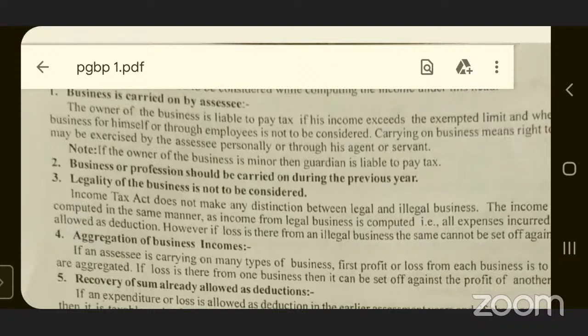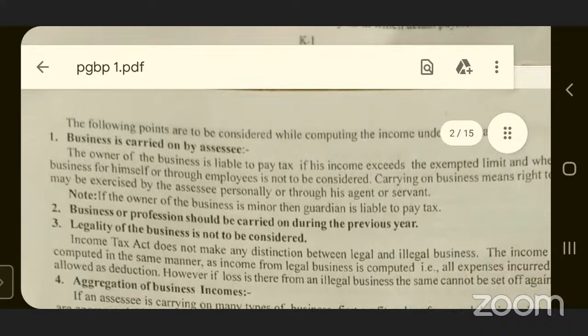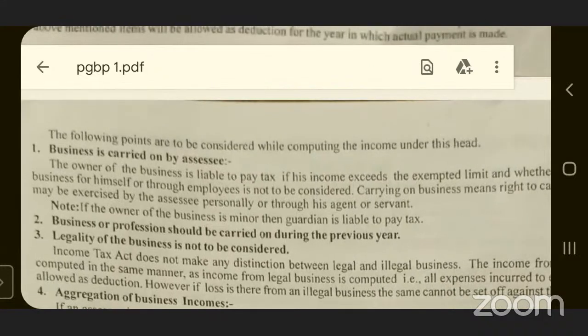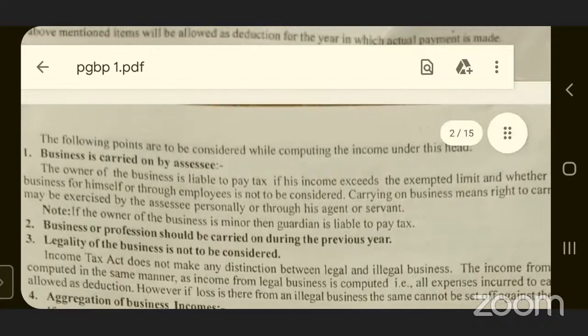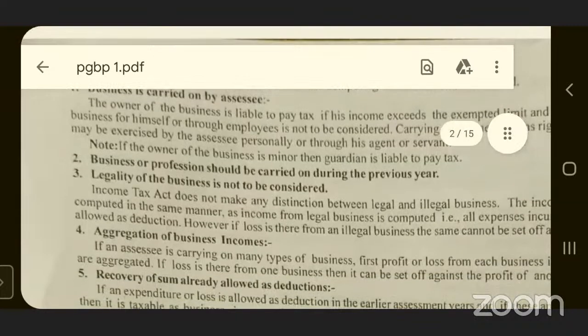In case of a minor who is carrying out the business, or if he is the owner of the business, then the guardian is liable to pay the tax. So the following points are to be considered while computing the income under this head. First one is that the business is carried on by the assessee. Next one is the foremost important thing. Whatever business or profession should be carried on during the previous year. Means whatever business we carried on in the previous year, we are computing in this assessment year.